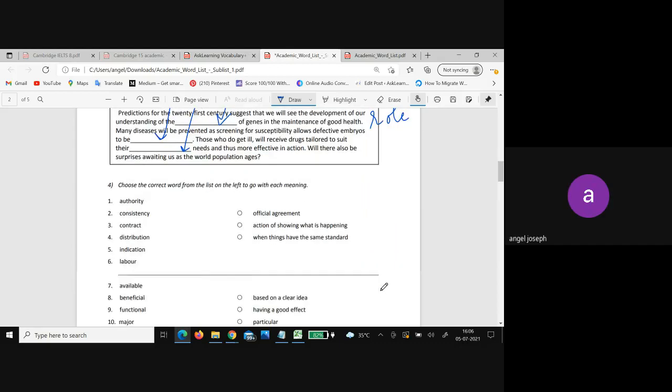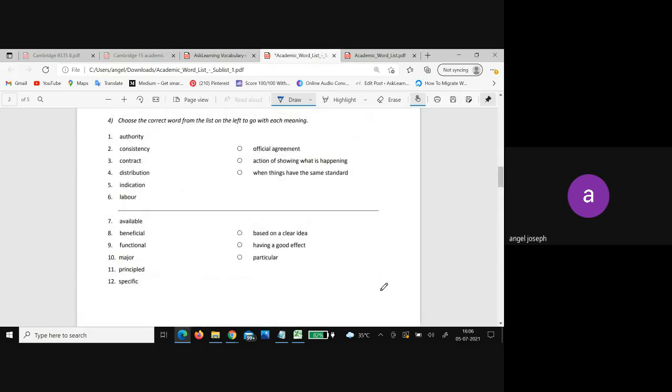Okay, let's quickly go on to the next one and do this. Choose the correct word from the list on the left to go with each meaning.